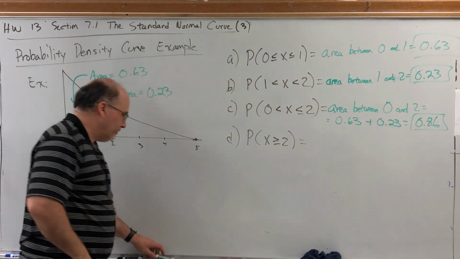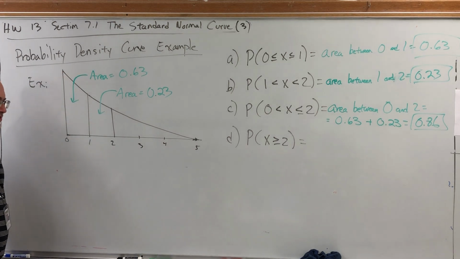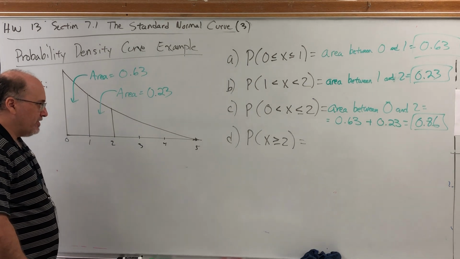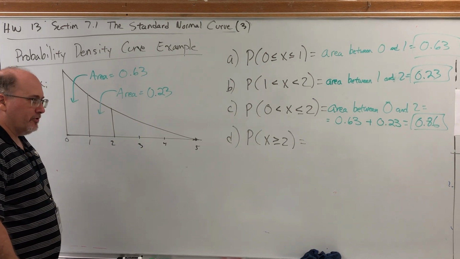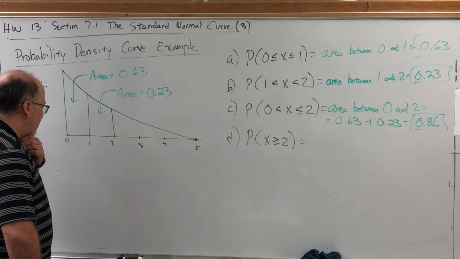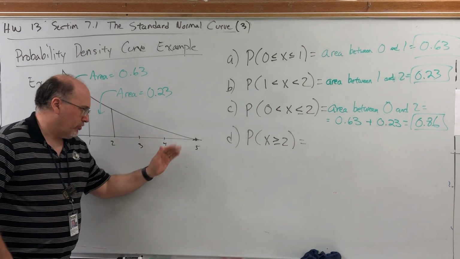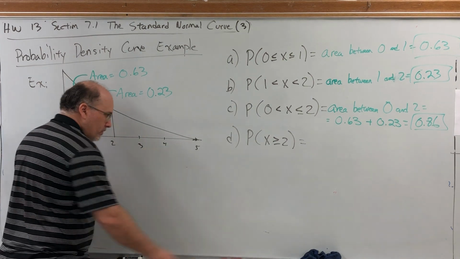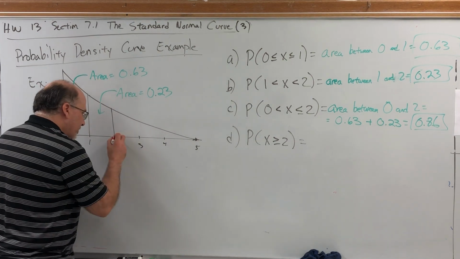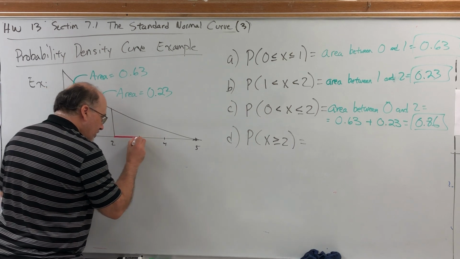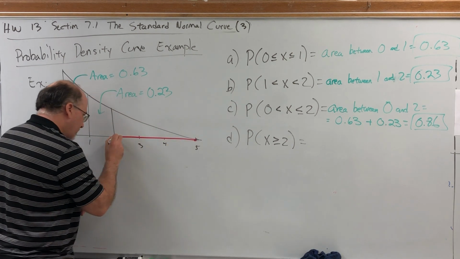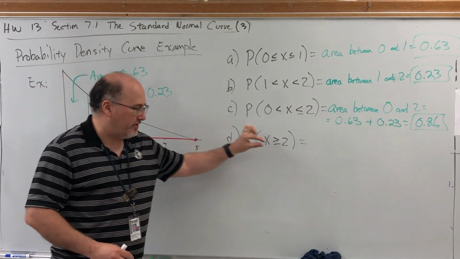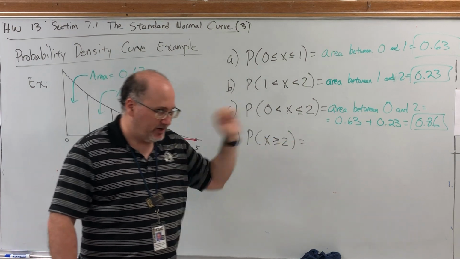But what about this last one? The probability that x is greater than or equal to 2. Well, we're still looking for an area, but let's think about the area we're looking for. Where on this number line are the numbers that are greater than or equal to 2? Answer, to the right of 2. So we're talking about this portion of the number line down here. Now granted this stops at 5, but there are curves that get closer and closer without touching the x-axis and technically go forever.